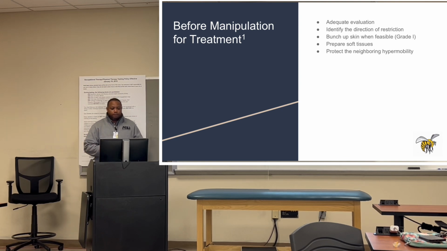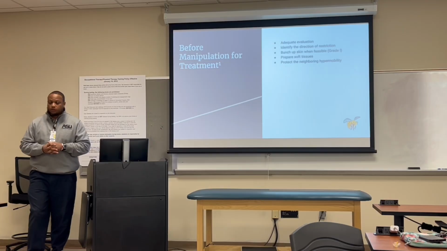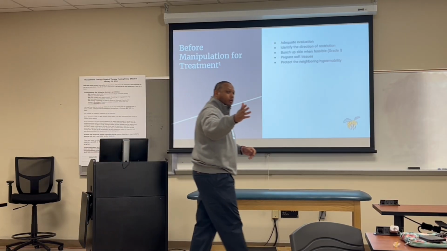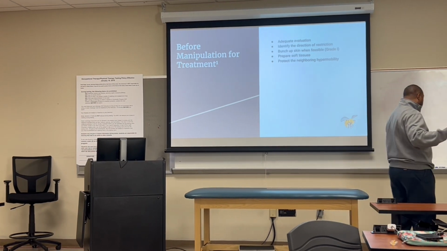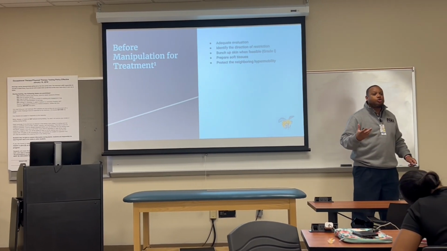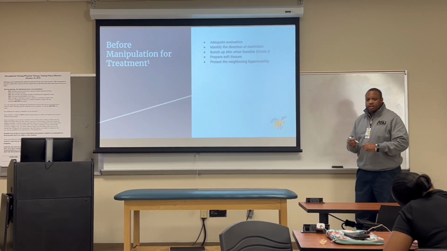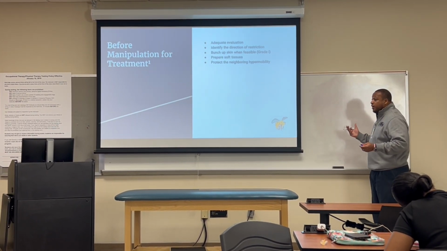All right, so before manipulation for treatment, you want to do an adequate evaluation. You want to identify the direction of the restriction, bunch up the skin when feasible, prepare the soft tissues, and protect neighboring hypermobile joints. Now, prepare the soft tissues. Why in the world would I prepare the soft tissues before doing a manipulation for treatment? To increase their extensibility. There you go, to increase the extensibility of the muscle tendon unit that is going to allow that joint to move, okay?